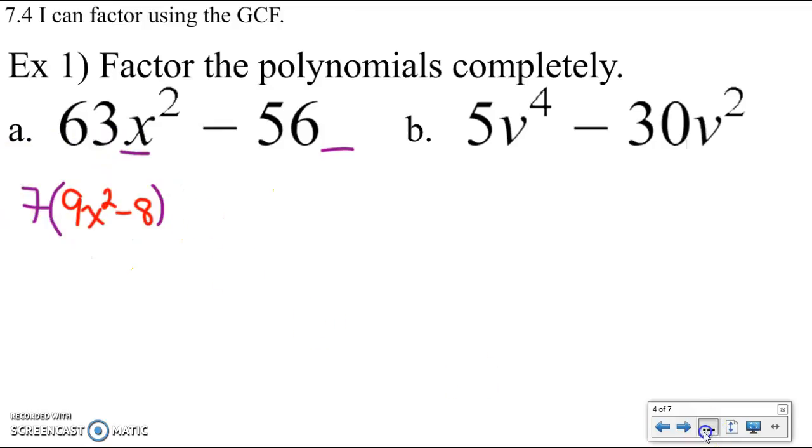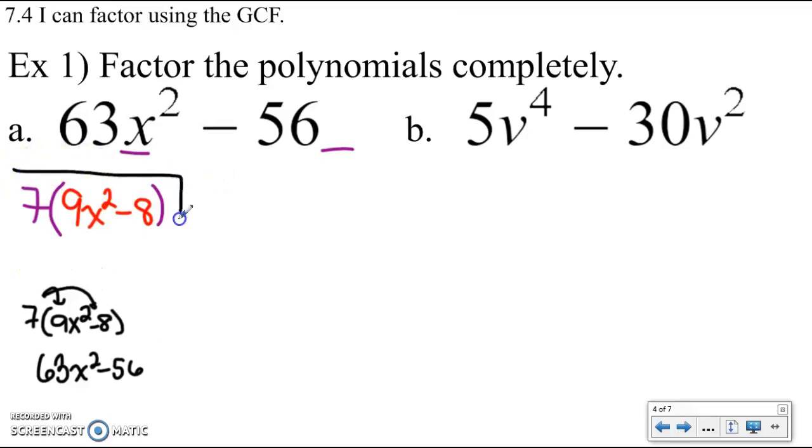I can check it by distributing, so I'm just going to bring this down here to check. If I distribute, 7 times 9 is 63, now I have my x squared, and 7 times negative 8 is negative 56. That is what I began with. So this here is my factored form. You'll notice that factoring a GCF is just undistributing.